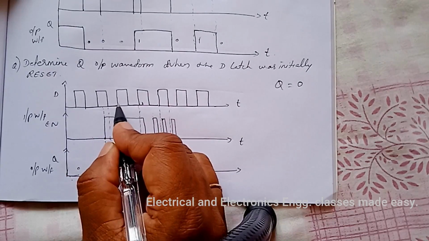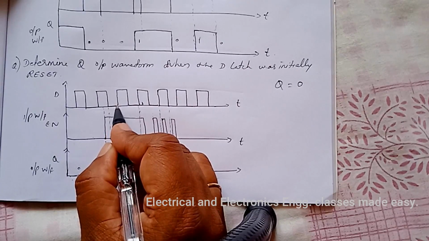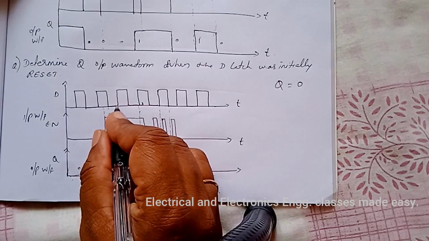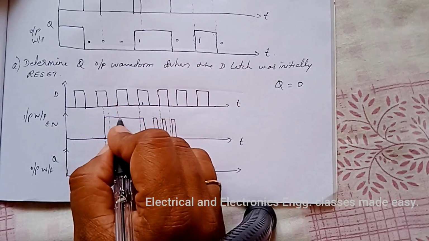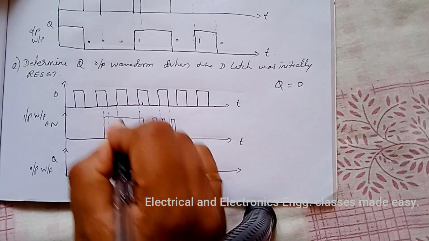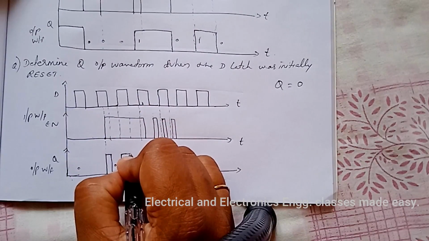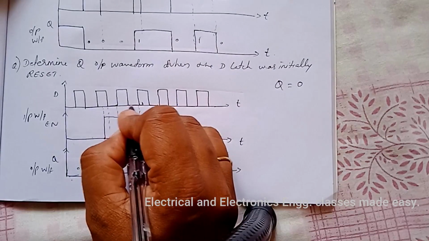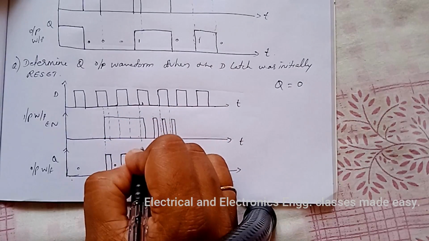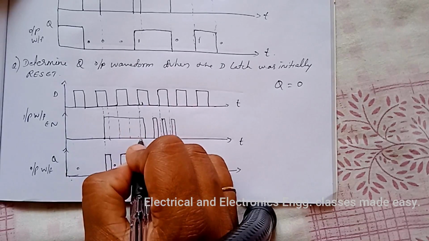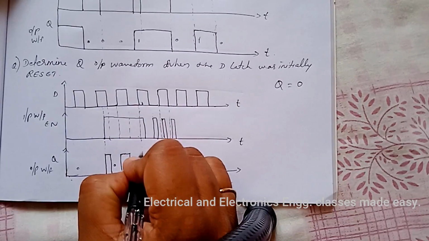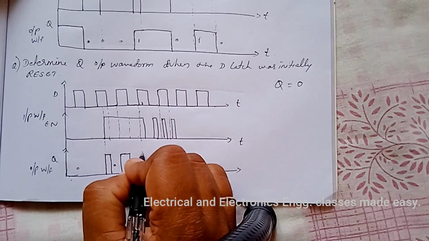And here also up to this point D is 0 and enable is high. That means up to this point the output is 0, and here D becomes high and enable is also high. So this waveform we will get here. And here also up to this point enable is high and D is 0. That means the output is 0 up to here. And at this point D is high and enable is also high, and here it will become high.